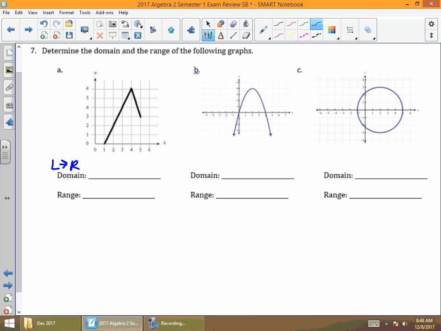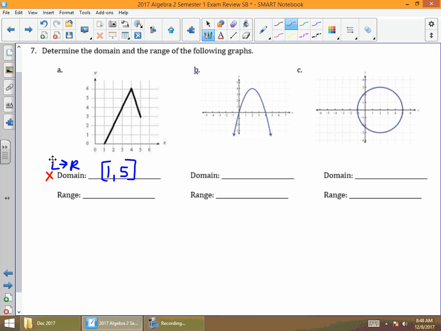So if you look on part A, the farthest to the left this graph goes to is 1. The farthest to the right this graph goes to is 5. And since both of those values are not open points, 1 and 5 are both included. So that domain just means that that graph includes every x value in between 1 and 5, including 1 and 5.